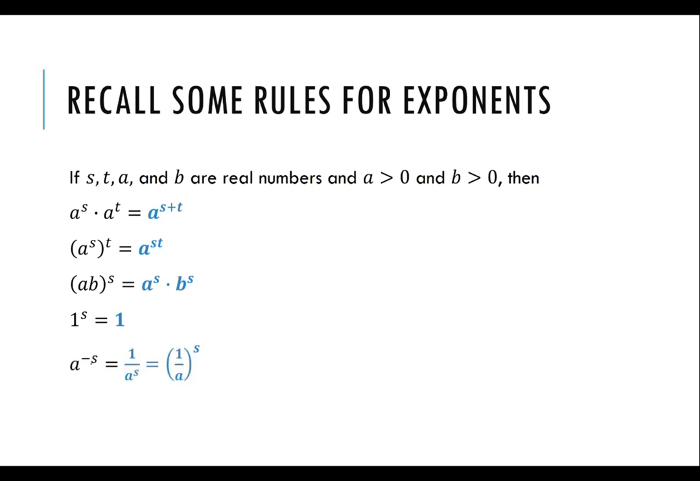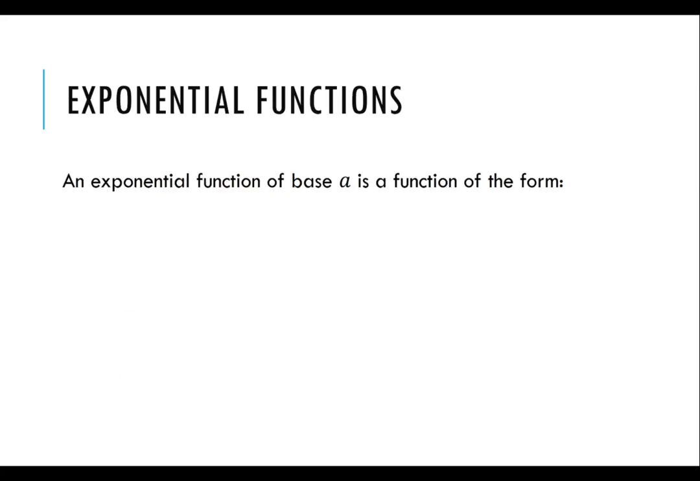A raised to the negative s power, well, that's going to be 1 over a to the positive s power, or you could also write that as 1 over a all raised to the positive s power. And then if we have something raised to the 0 power, that's going to equal 1. So, an exponential function is a function of the following form.